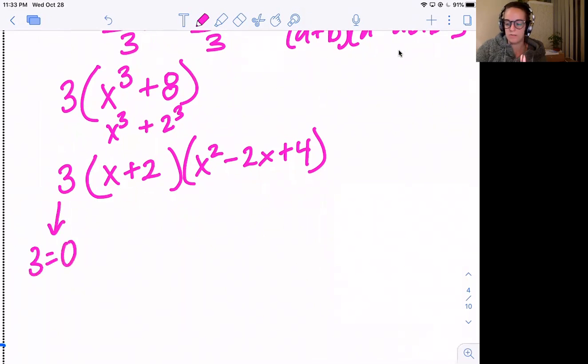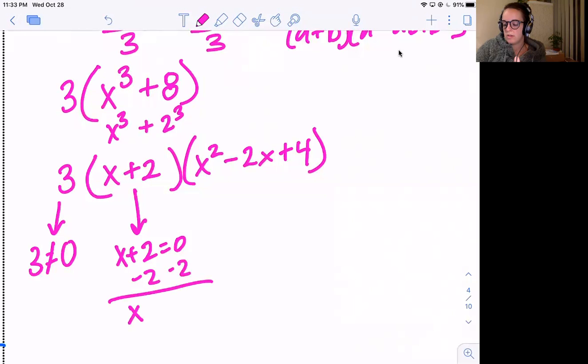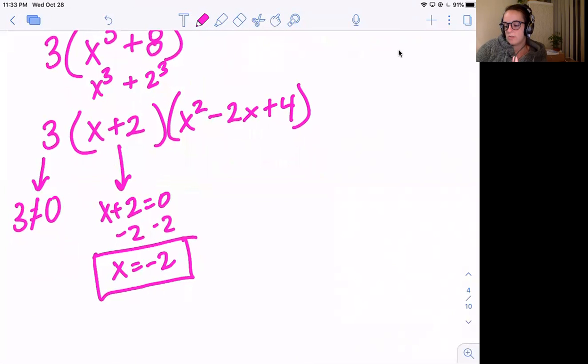If I say 3 equals 0, that's not true. So there's nothing to do there. So then for this one, I would have x plus 2 equals 0. Subtract that 2, you get x equals negative 2. That is one of our solutions. And then for this one, you can try to factor it, but there's nothing that multiplies to get 4 and adds to get negative 2.